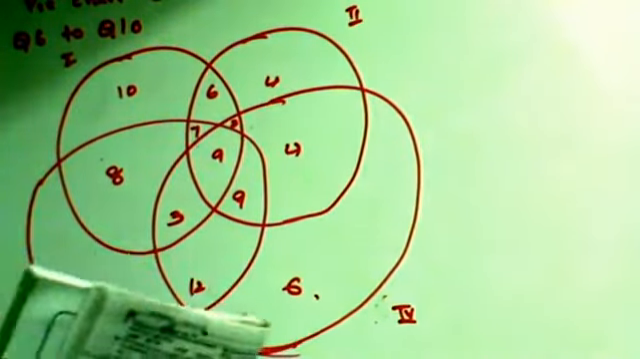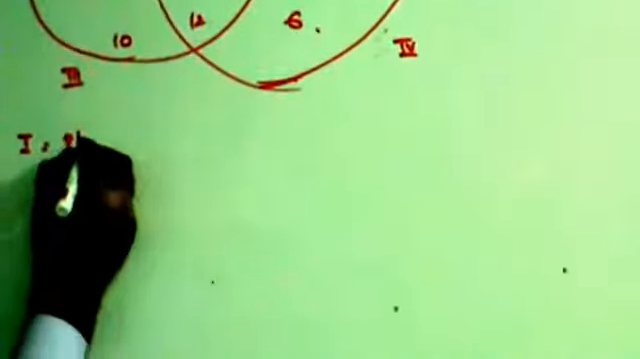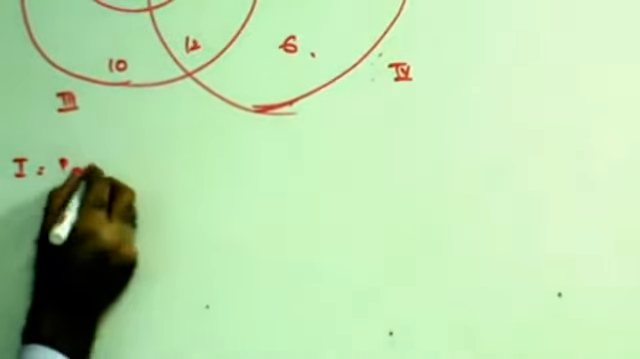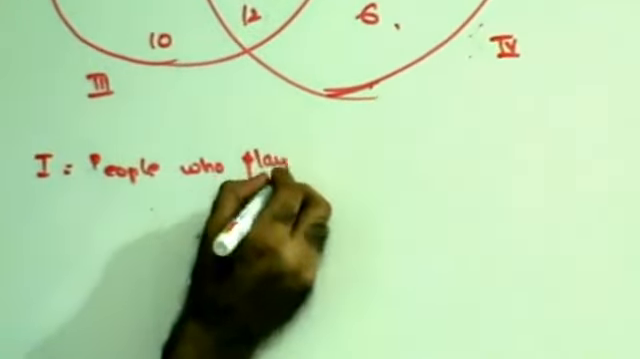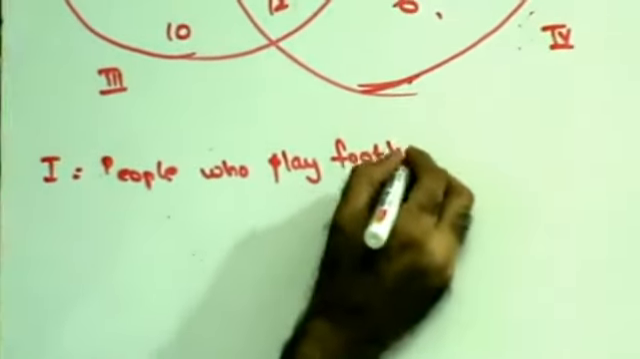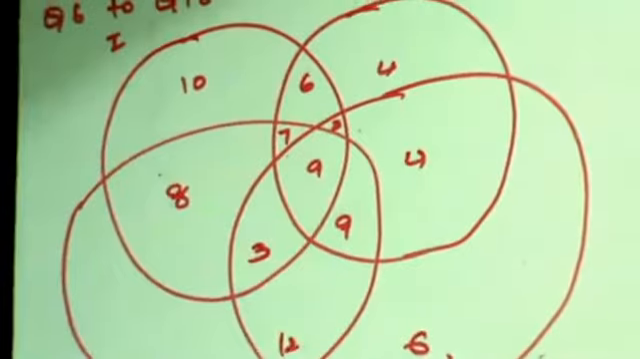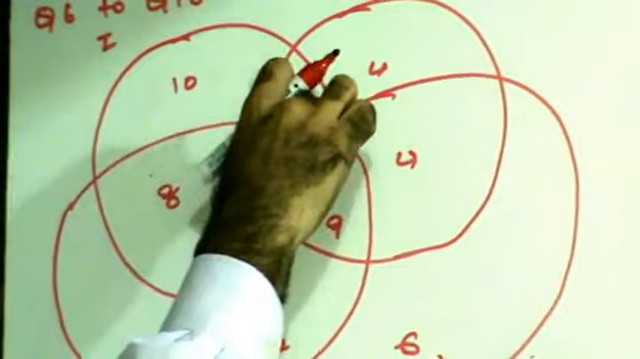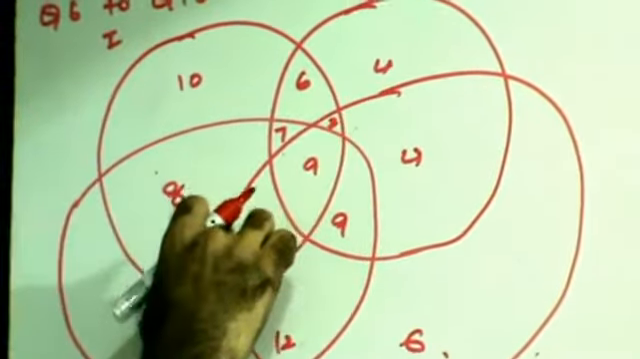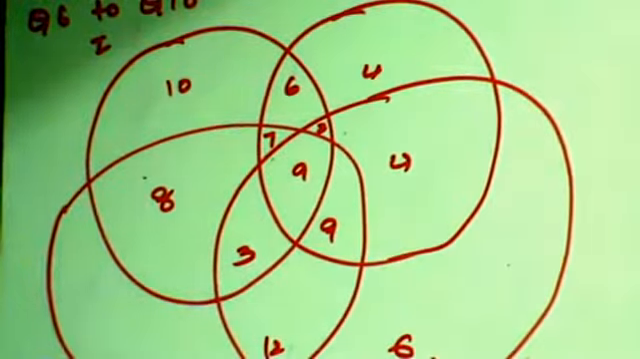Now, what does circle 1 indicate? Circle 1 indicates people who play football. Let's try to calculate how many of them play football. How do I calculate that? I would have to add all of this: 10 plus 6 plus 2 plus 7 plus 9 plus 3 plus 8. That is 45. So these are the number of people who play football.